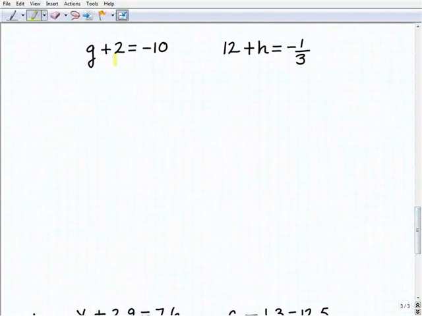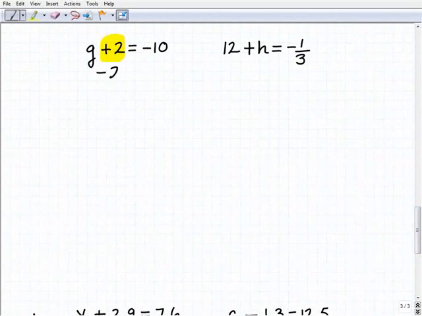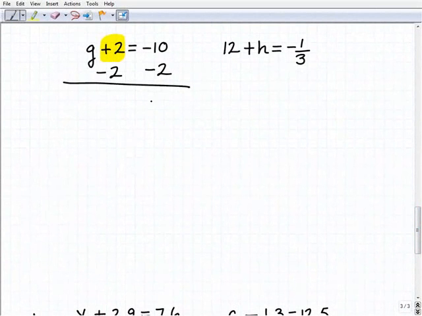So I have g plus 2 equals negative 10. I've got a plus 2 here after my variable, so I'm going to subtract 2 from both sides of the equation. And let me stress once more that you should be writing your work exactly how I'm doing it in this video. You see how I'm lining up this negative 2 underneath the 2 and then negative 2 underneath this negative 10. There are other formats, but being that I'm teaching you, I really want you to use mine. I really want to stress that.